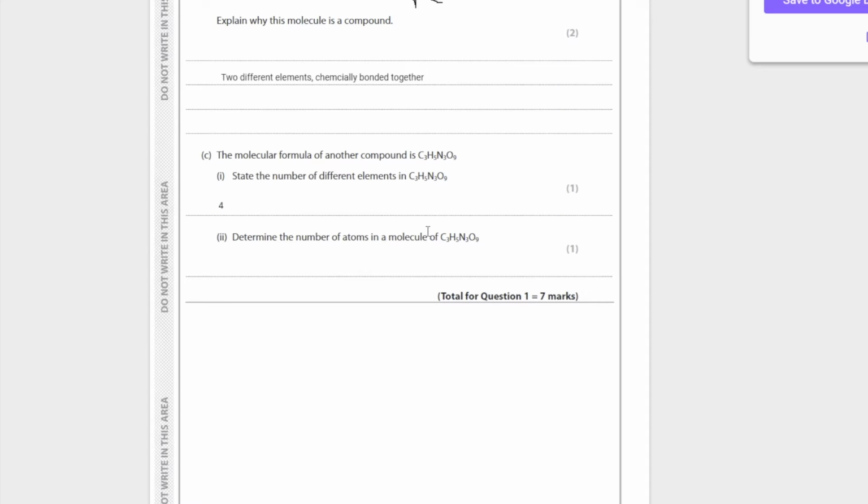There we go. So, determine the number of atoms in the molecule. Well, unlike the other one, this does have to do with the subscript.